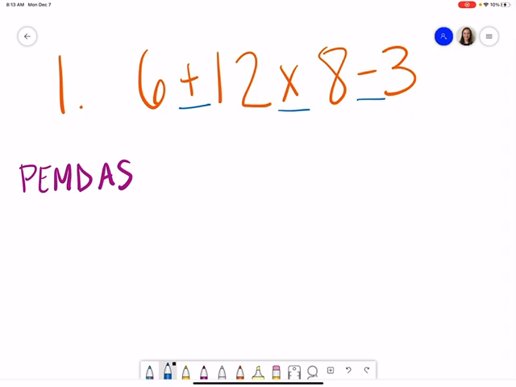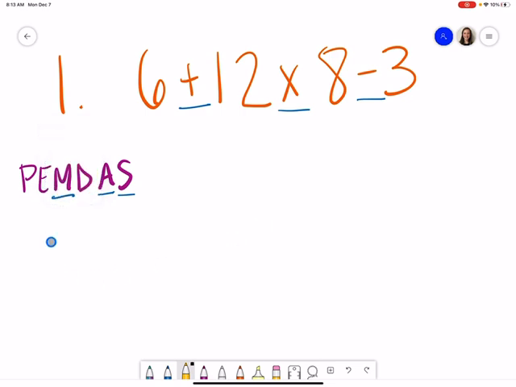So I've got addition, I've got multiplication, and I've got subtraction. And remember, guys, before we start, multiplication and division is the same step, and addition and subtraction is the same step. So it's just going to depend on which one comes before.